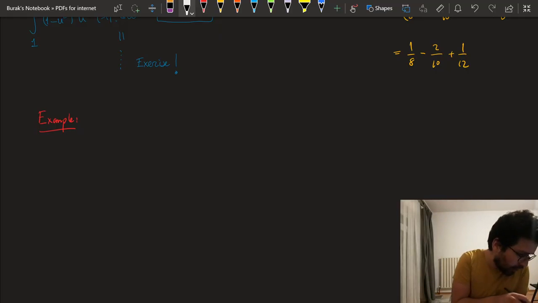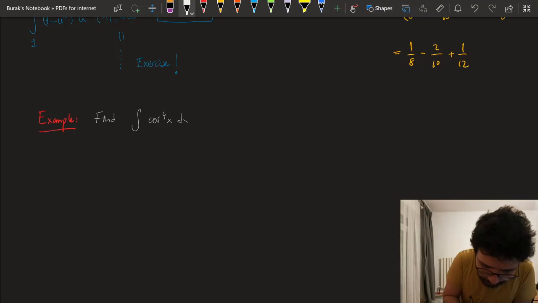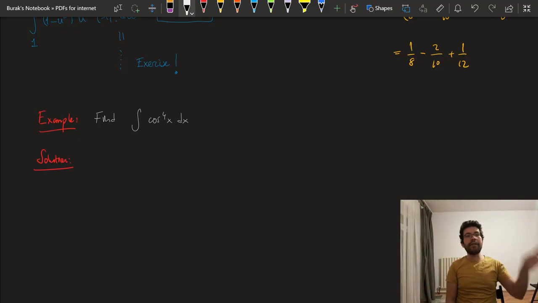So let me show you. Let's find the integral of the fourth power of cosine. Now, this is an integral of the form sine to some power times cosine to some power. Well, what's the power of sine? It's 0. This is sine to the power 0 times cosine to the power 4. Unfortunately, both of the exponents in this case are even.